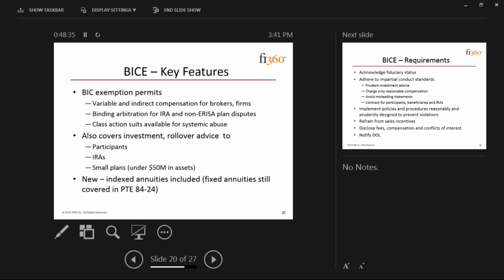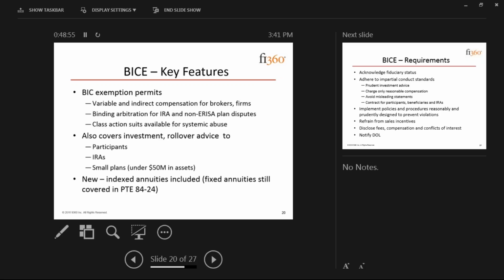One somewhat of a surprise with respect to PTE 84-24 was that, prior to the final rule, the fixed annuities, including the index annuities, were not included in the rule. The variable annuities were.